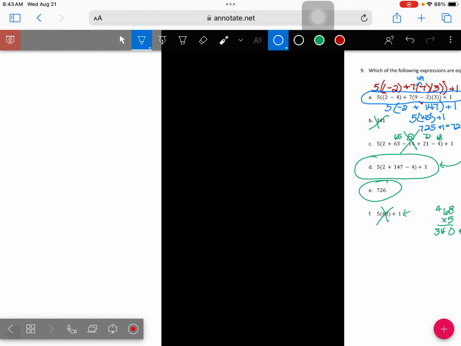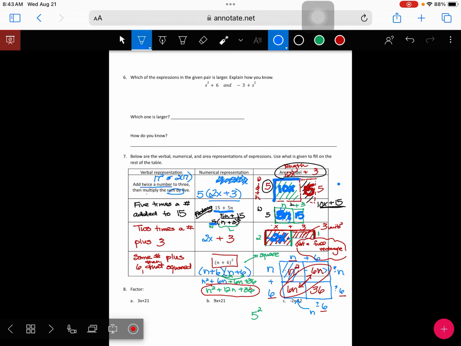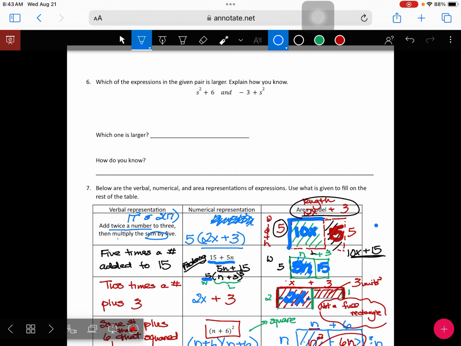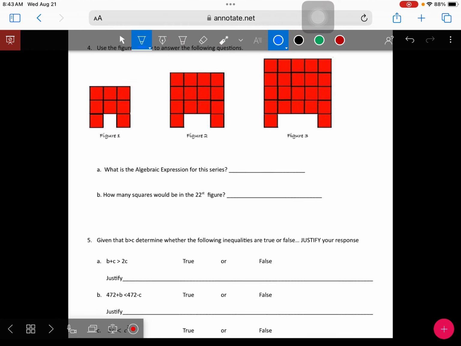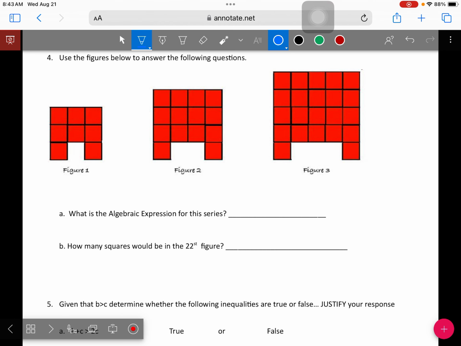All right, so that was the last page, right? Almost looks like we're working backwards. Any other questions? How about number 4?